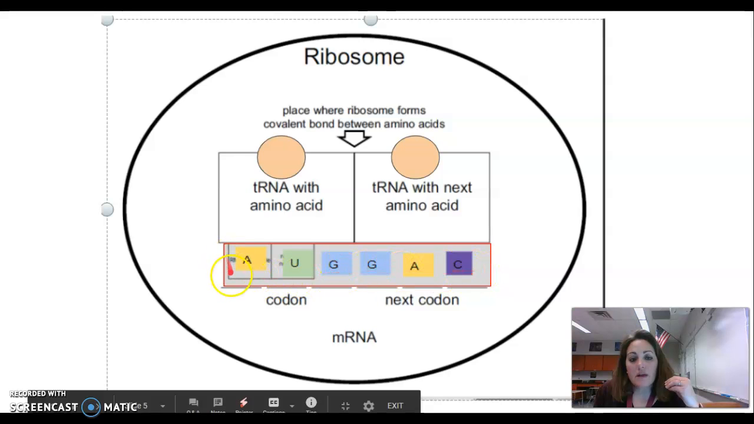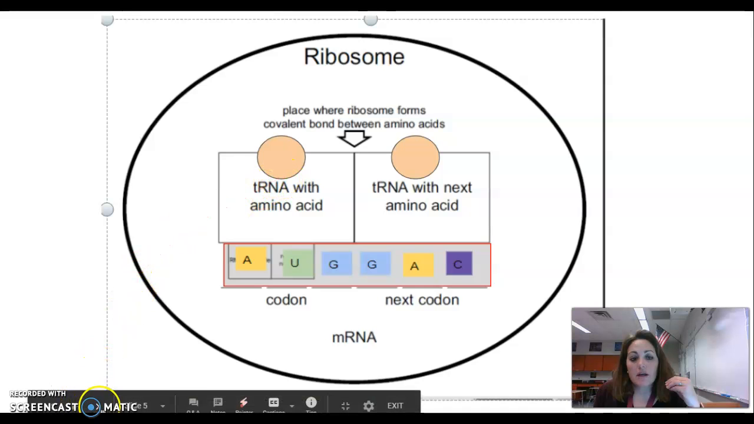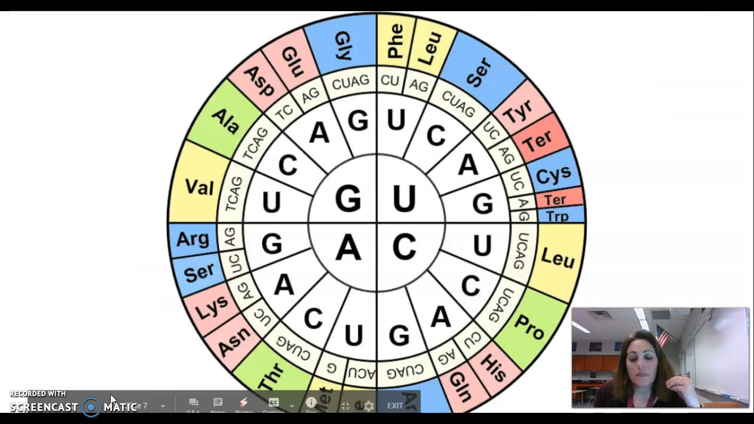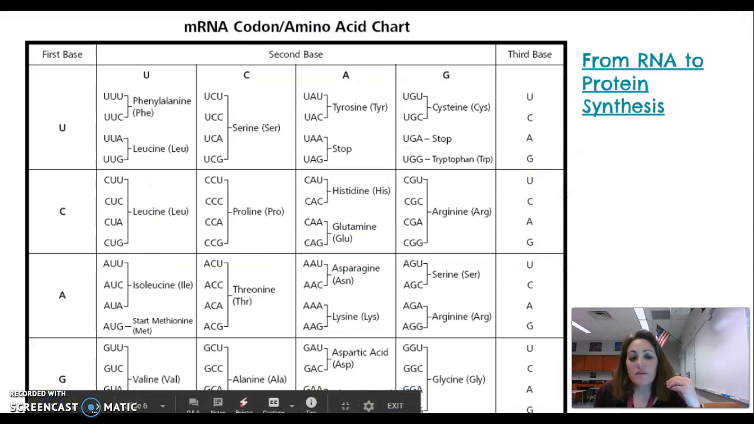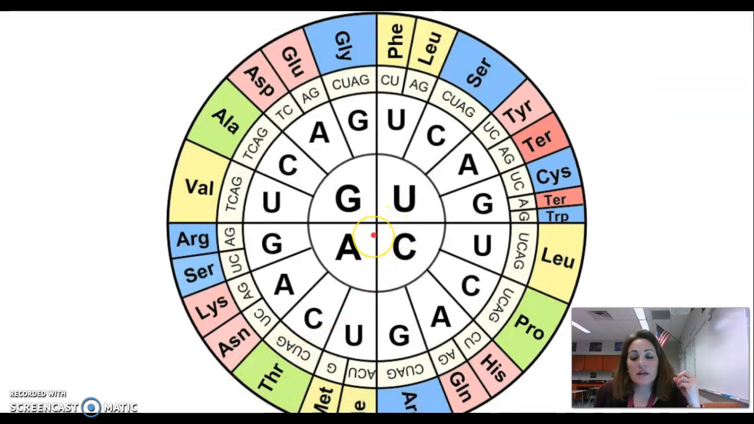And every 3 letters is a codon. So the first 3 letters are A, U, G. The second 3 letters are G, A, C. To figure out what amino acid this tRNA is going to be carrying, you're going to use this chart or a wheel. Now, you have both of these on a handout that I provided to you. It's also located on Canvas.